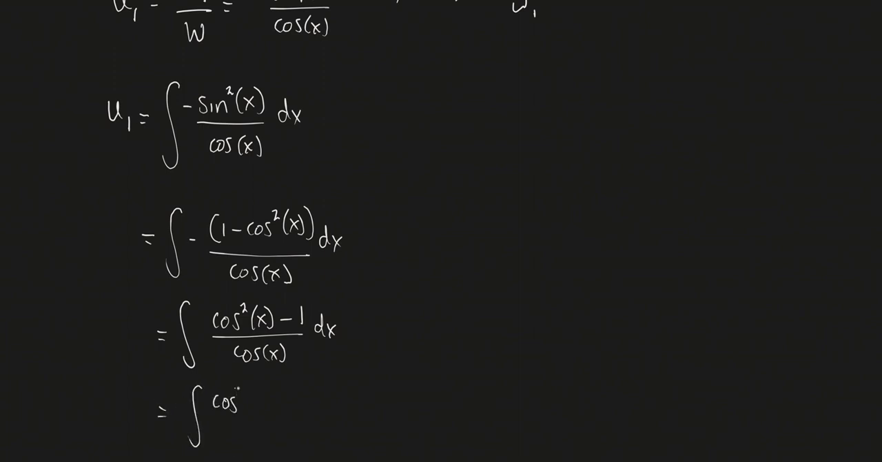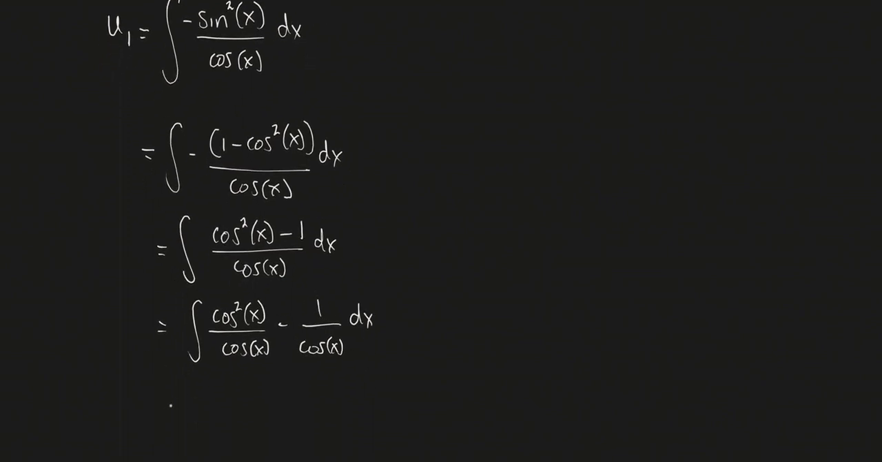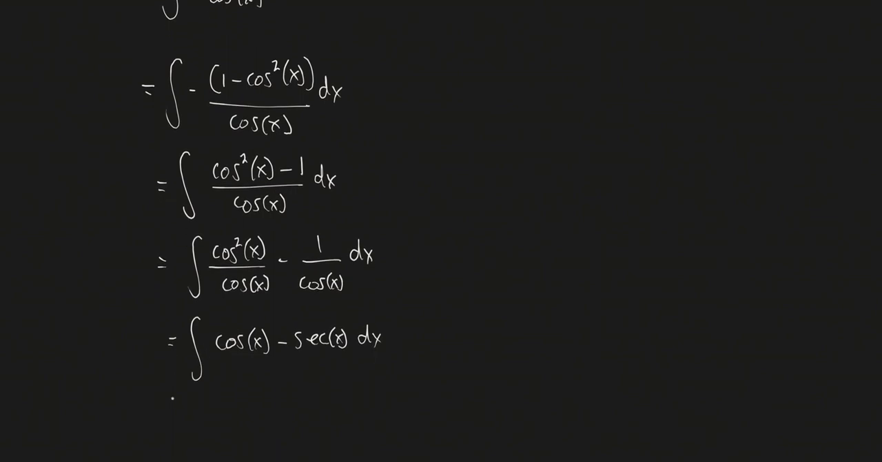Now, if I write this as two separate fractions, cosine squared over cosine minus 1 over cosine, then both of these fractions can be rewritten in a form that I can actually integrate, because cosine squared divided by cosine is simply cosine, and 1 over cosine is secant. Granted, you might not have used the antiderivative of secant as often as the antiderivative of cosine, but these are standard results that we established previously in calculus.